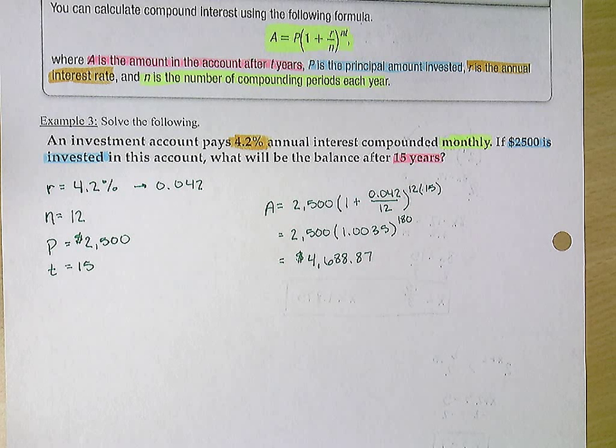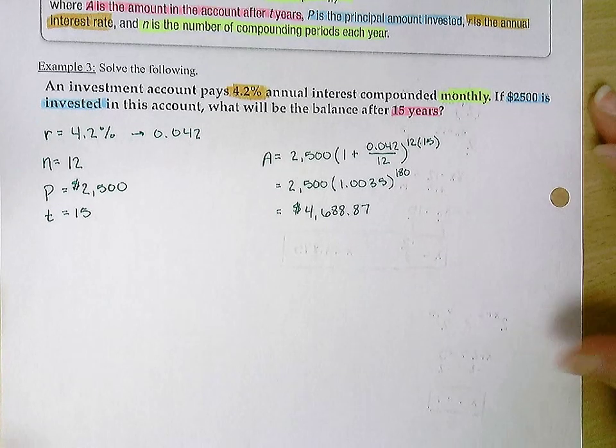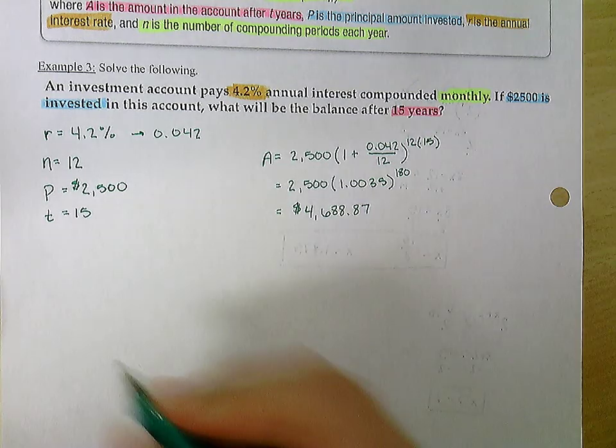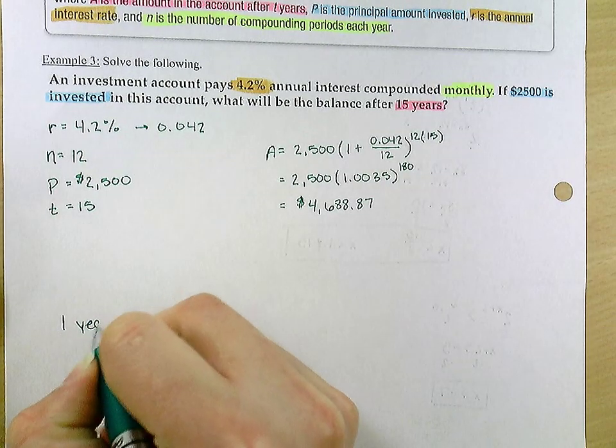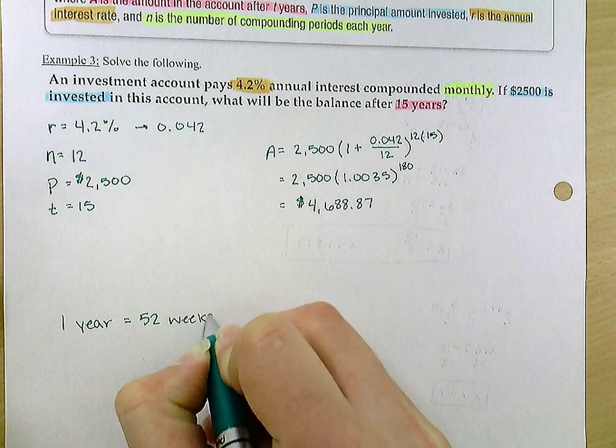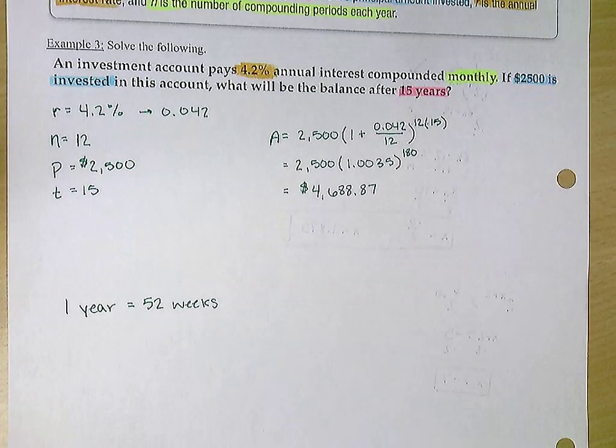So again, when you're doing these compound interest problems, you do have to be careful with your N values. This one was compounded monthly, right? So there are 12 months in a year. Sometimes you'll get compounded weekly. If it says compounded weekly, do you know how many weeks are in a year? 52. So 1 year is 52 weeks. So if it says compounded weekly, you write N is 52.